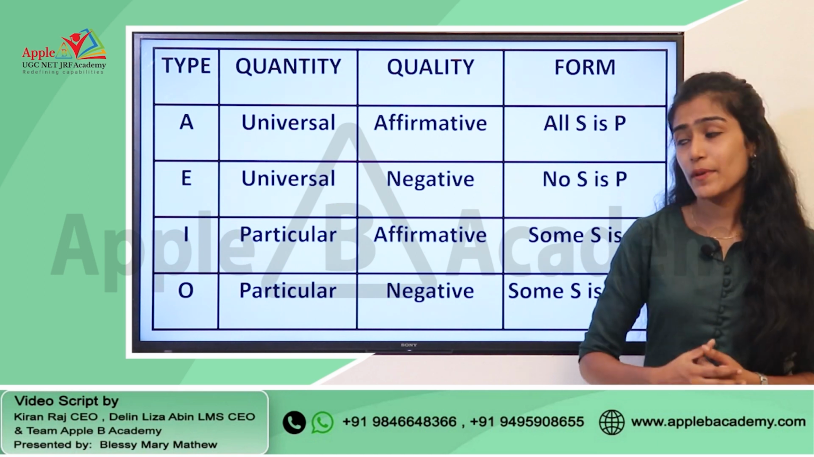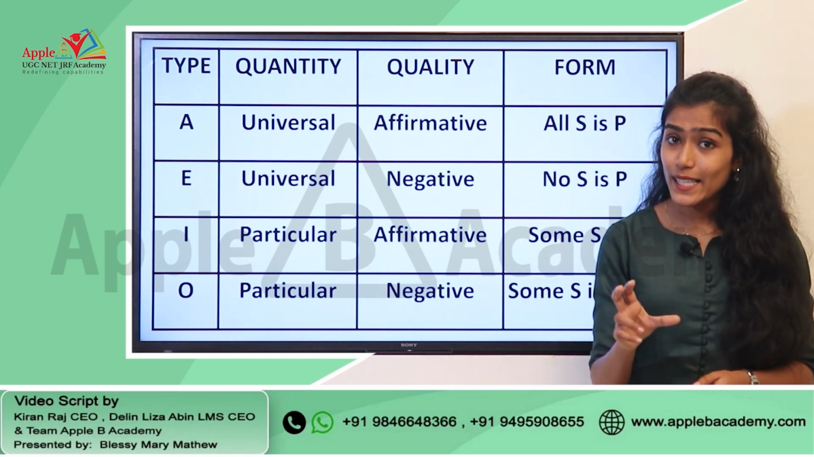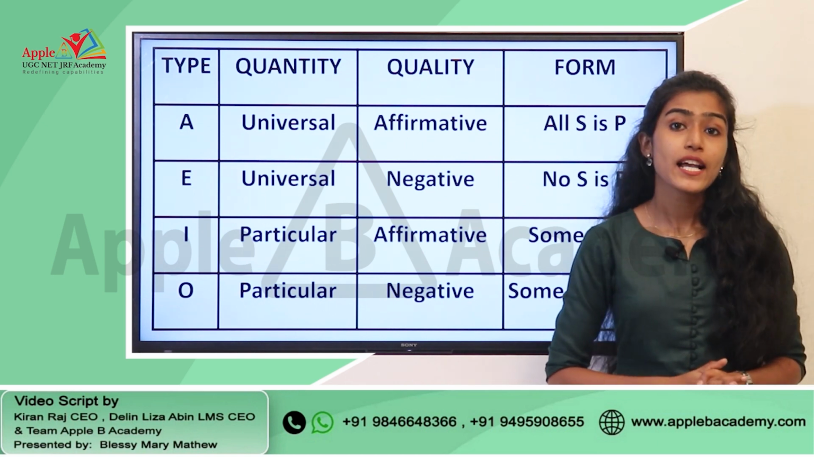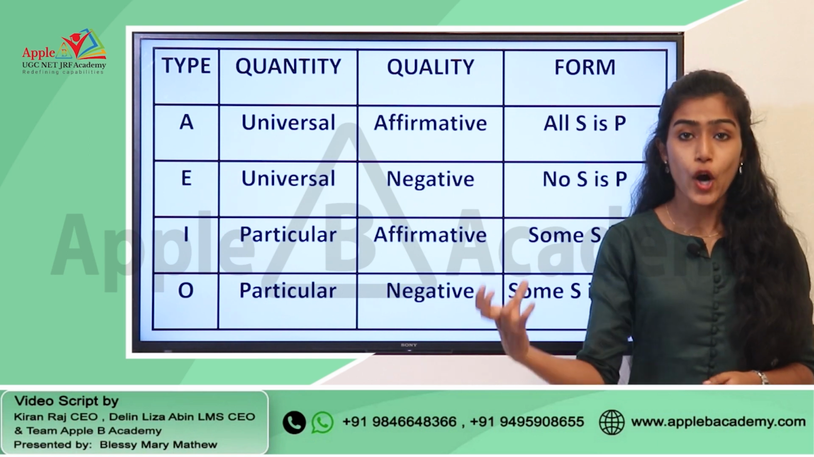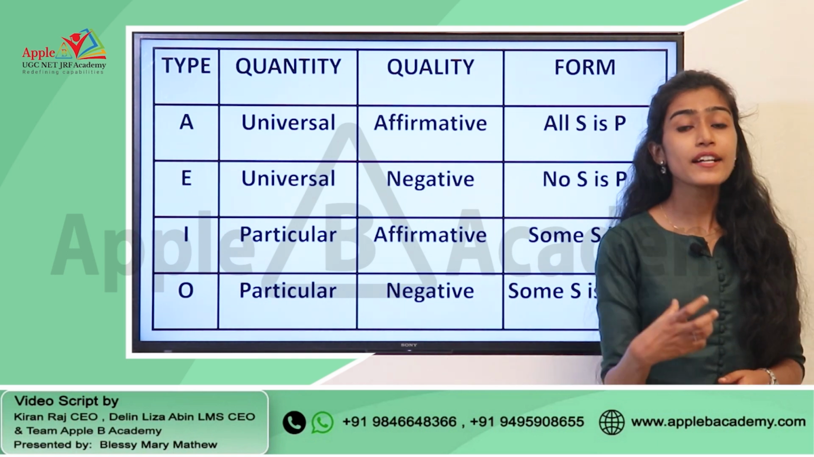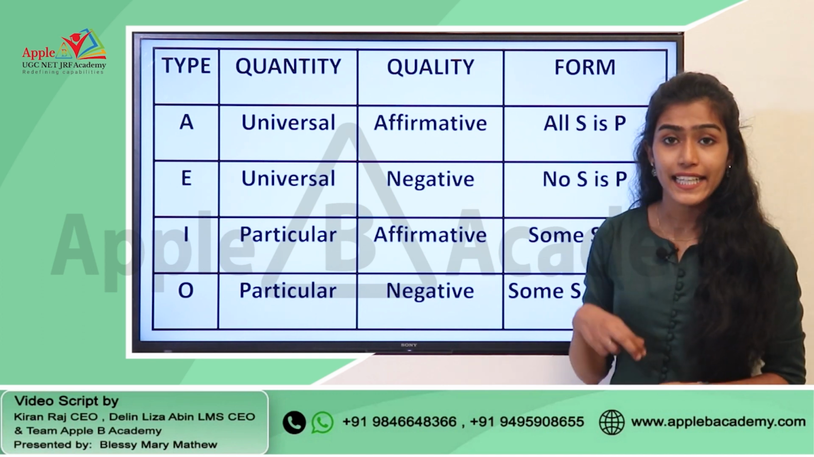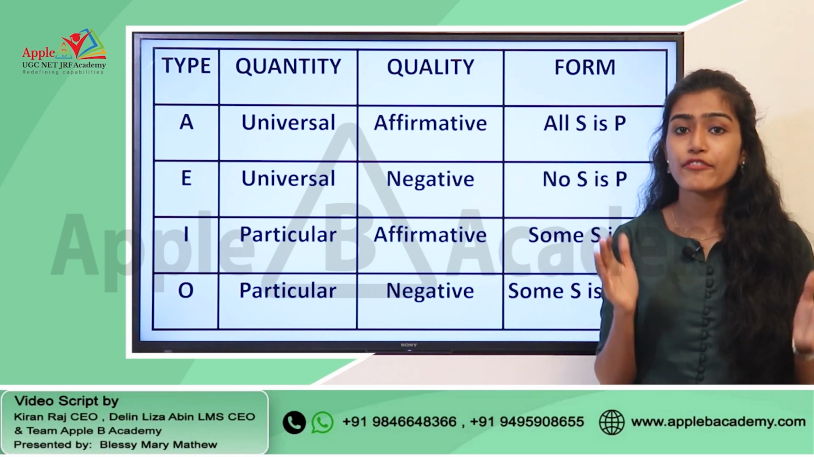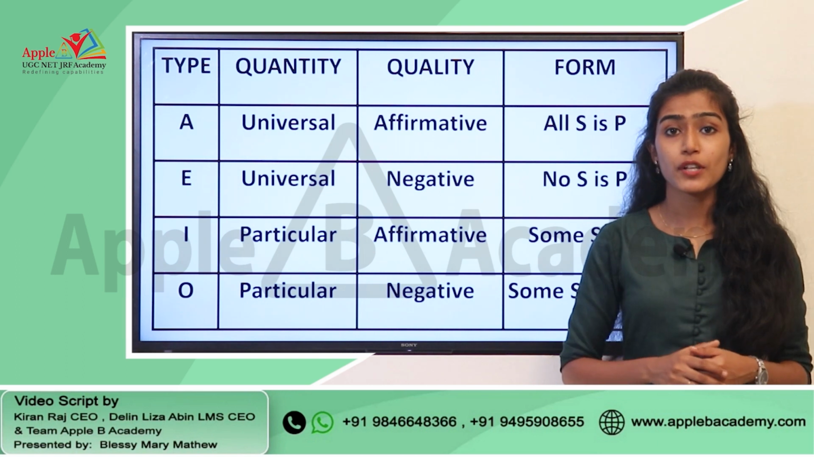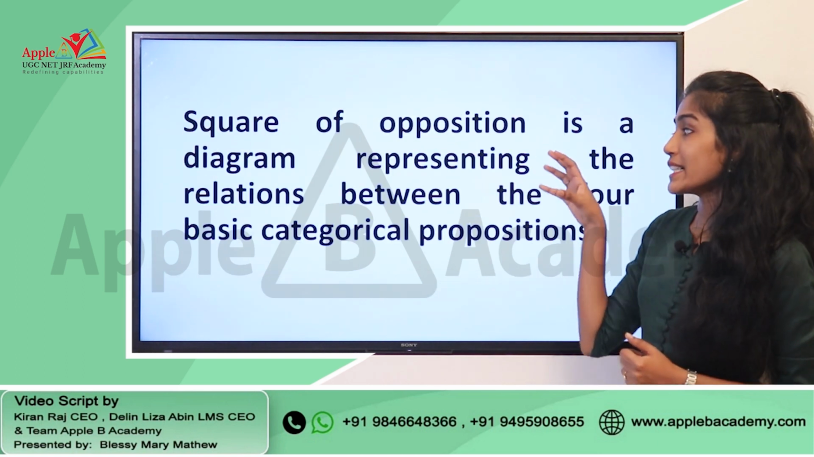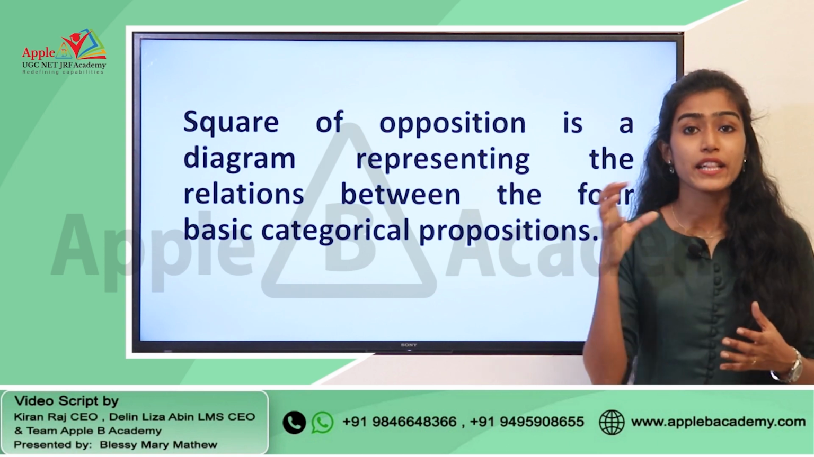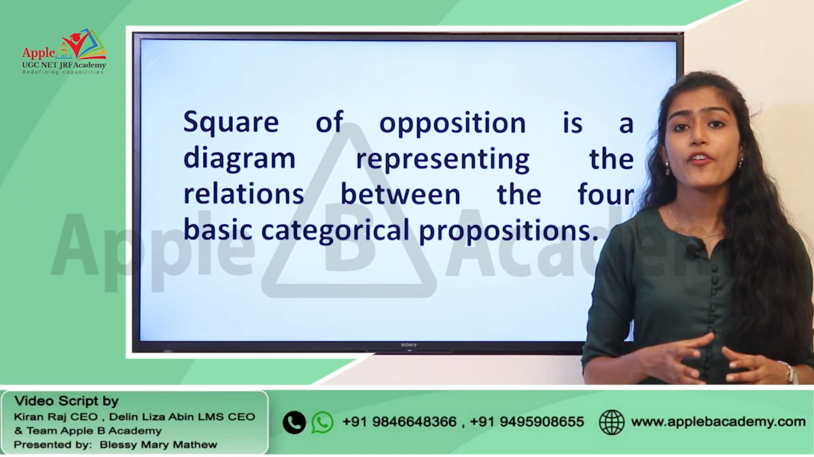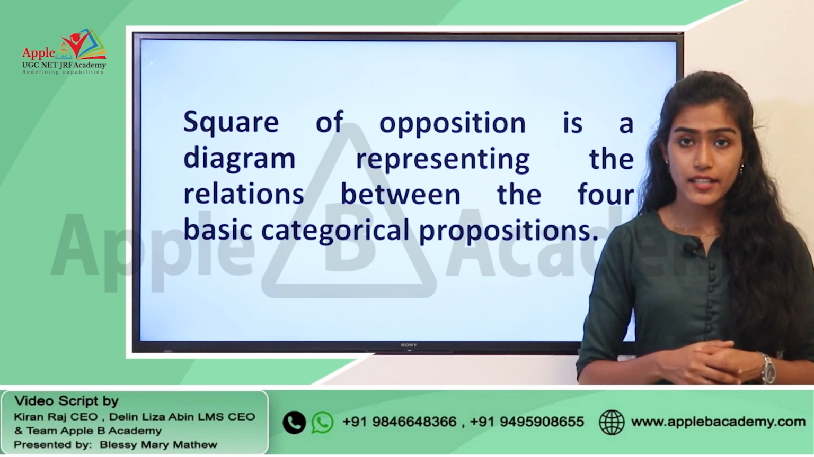Then comes the O type proposition, that can be labeled as particular negative. Particular negative. What's the form there? It's some S is not P. If you are saying that some artists are not musicians, in that case we are taking an example of a particular negative proposition. So these are the four different types of categorical propositions. So you have to be very thorough about these different types, because square of opposition is actually a diagram which represents the relationship between these four basic types of categorical proposition. That's why we have already discussed the four basic types of categorical proposition.